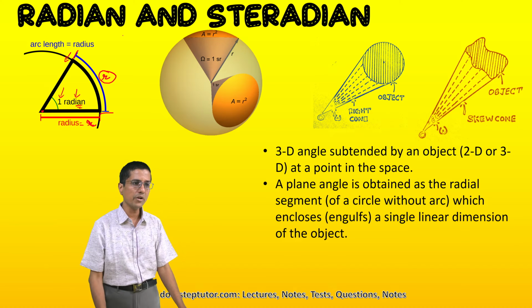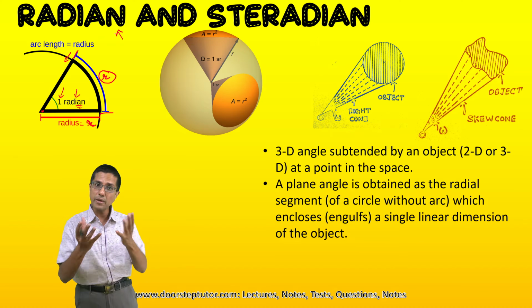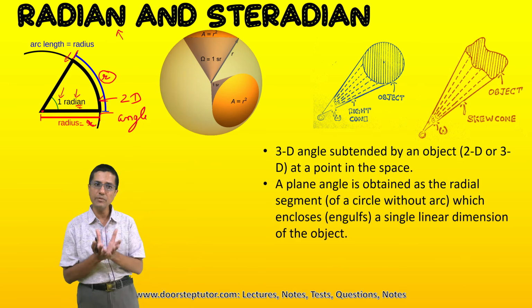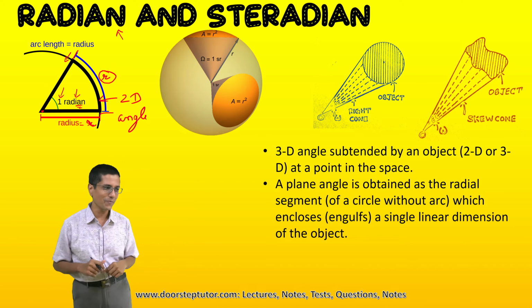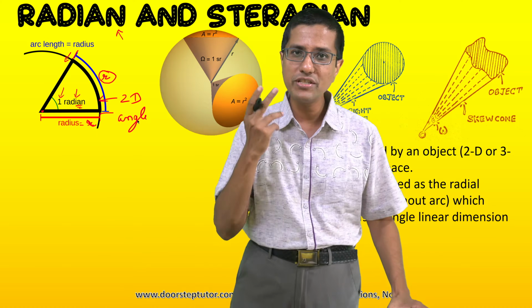So now we understand what a radian is. And what is the physical quantity? Of course, that is a two-dimensional angle. So we'll just write it here, 2D angle, that this radian actually measures. As soon as we write 2D angle, the first question which will pop into your mind is, sir, is there a 3D angle also? I will say yes, that is the point of this class.